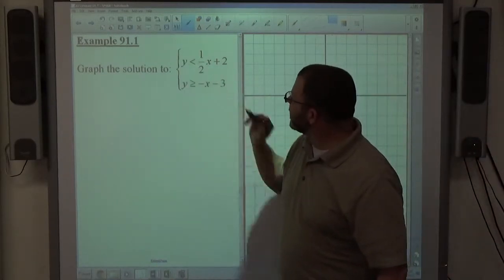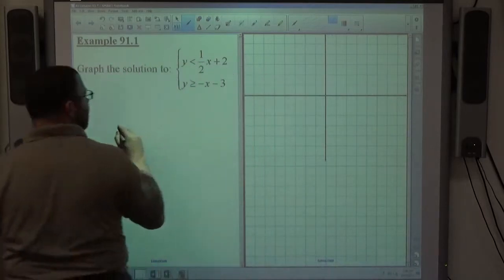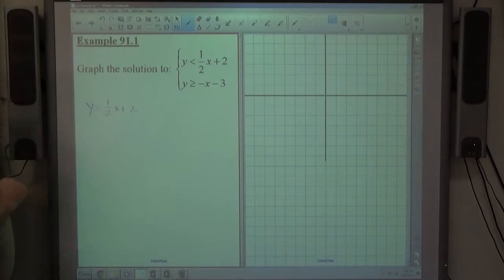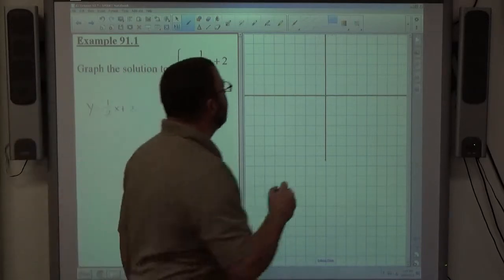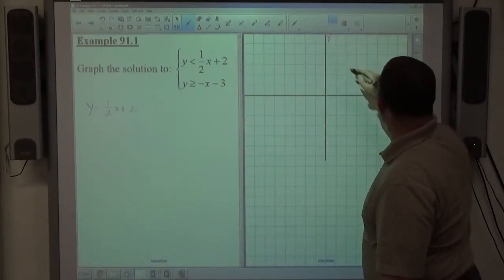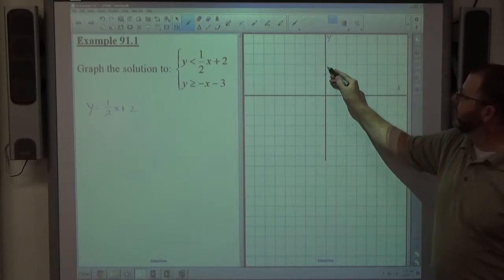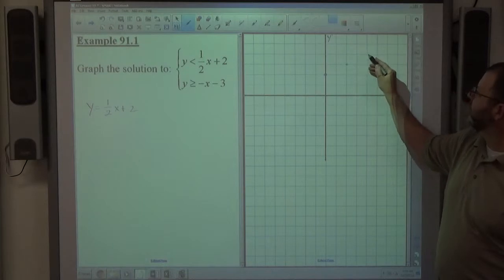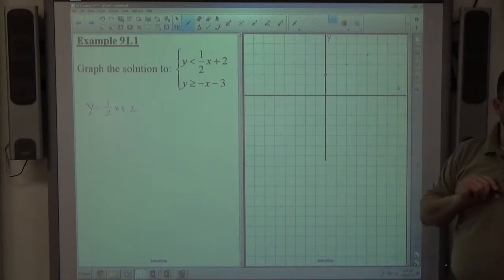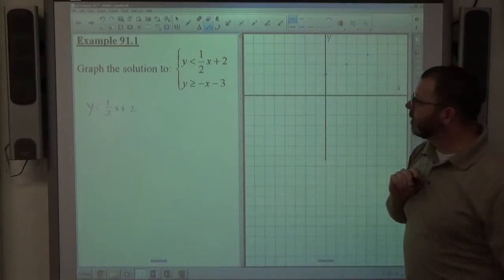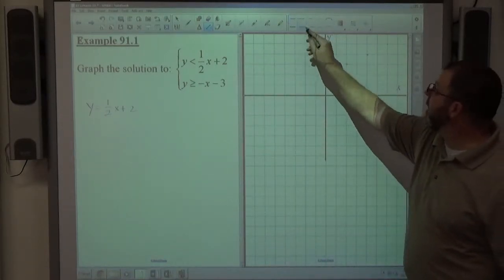All right, y is less than 1/2 x plus 2. I'm going to change that to y equals 1/2 x plus 2. That's slope-intercept form, right? If I'm graphing the line y equals 1/2 x plus 2, here's my y-axis, here's my x-axis. The y-intercept is positive 2, and the slope of 1/2 takes me up 1, right 2, up 1, right 2. Do it again and again until you get enough points that you feel satisfied. What type of line do I need to graph that with? A dashed line, very good.